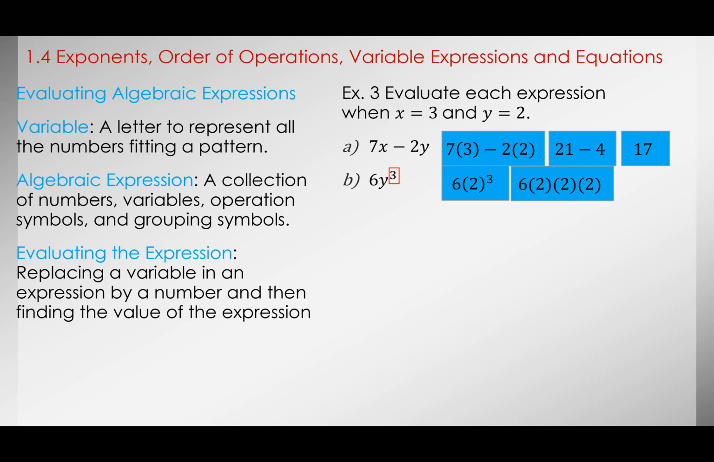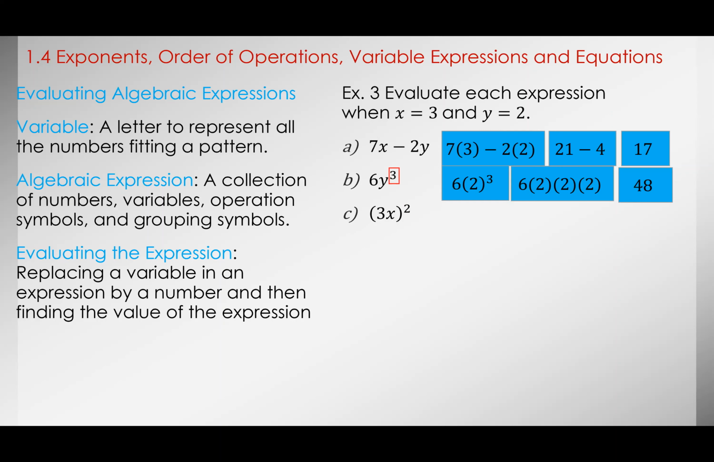It's just the y, and my y is 2. So in this case, 2 times 2 times 2 is only the 2 raised to the third power. If you multiply them out, 6 times 2 gives you 12, 12 times 2 gives you 24, and 24 times 2 gives you 48. Okay, so make sure of this.